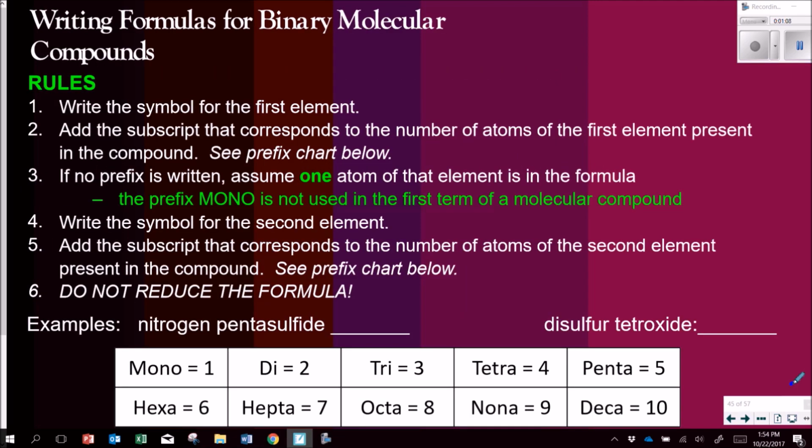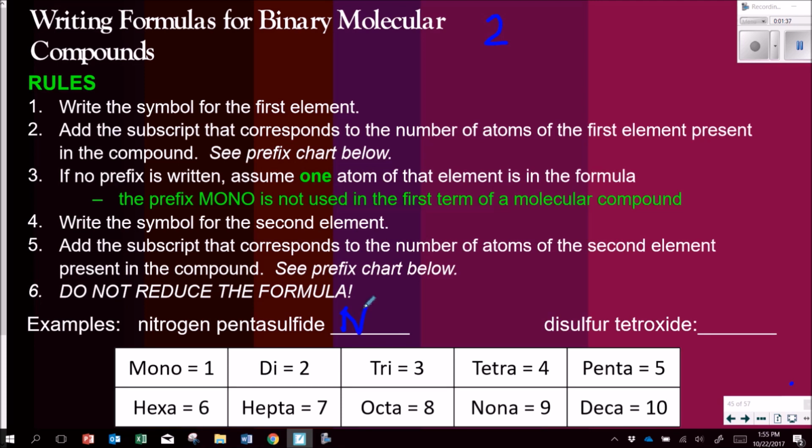How do we write formulas for binary molecular compounds? Remember, binary means two, so there are two elements involved in those compounds. We are going to look at two examples as we go through the rules. Our first example is nitrogen pentasulfide. Rule number 1. Write the symbol for the first element. The first element is nitrogen, so I write N for nitrogen.